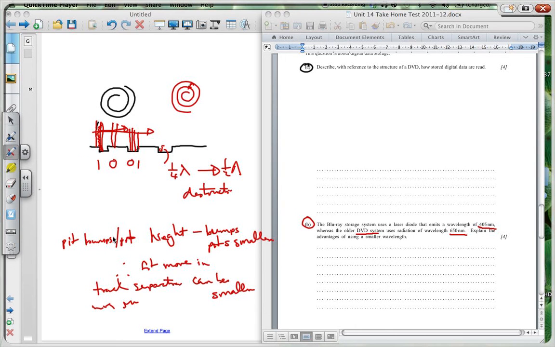Sorry, I can't write down there. There are more layers. I don't know what's wrong with this pen, it's not working. Okay, so all of those factors will lead to you being able to store more information using the system of 405 nanometers.